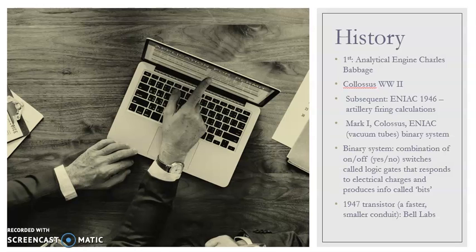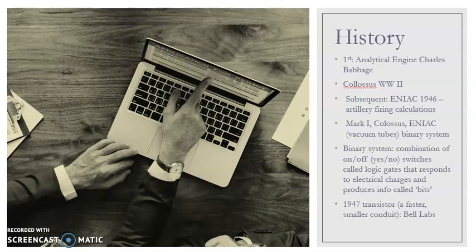The Mark I, Colossus, and ENIAC used the binary system, which reduced the counting process to 2 digits, 0 and 1. This was compatible with the basis of computer operation: combinations of on-off or yes and no switches called logic gates that responded to electrical charges and produced information called bits. In 1947, Bell Labs invented the transistor, which replaced the vacuum tube as a faster, smaller conduit of electrical current.